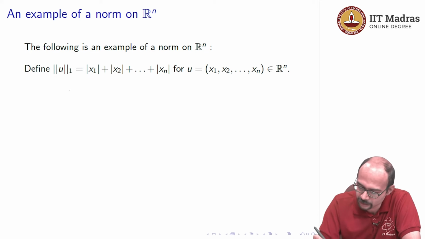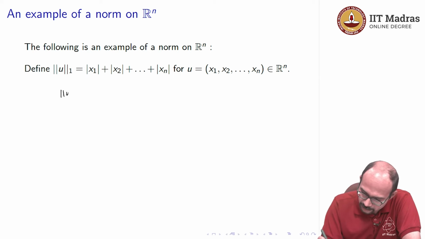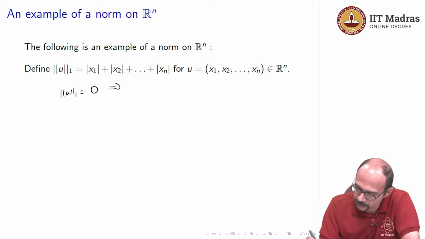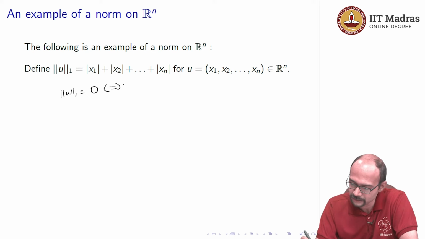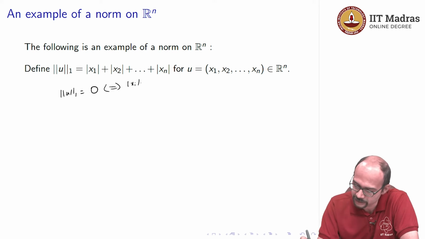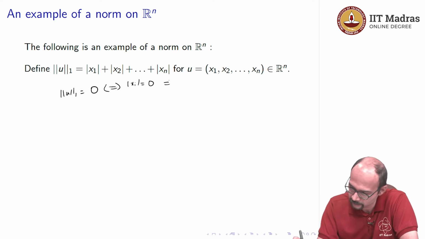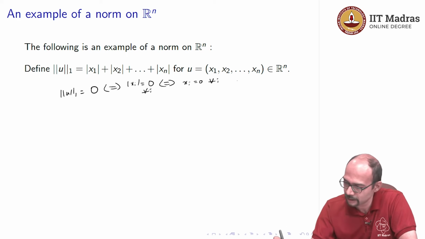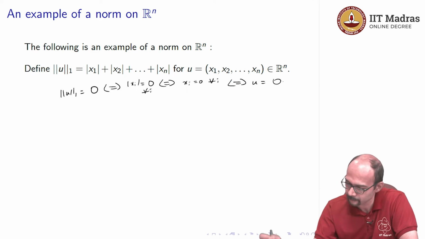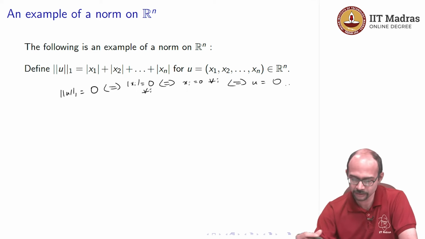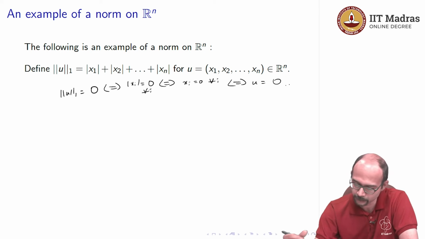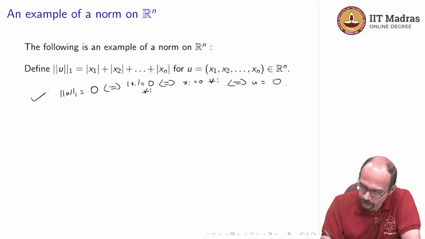So let's check that this is a norm. So first of all, I want to check that if norm u1 is 0, this is the third axiom. What happens? Well, this is a sum of non-negative numbers. So this happens exactly when each xi is 0 in absolute value, which is exactly happening when xi is 0 for all i, which is exactly saying that u is equal to 0. So if this function is 0 on u, then u better be 0, and of course if u is 0, then the function is 0. So this is one thing that we have checked.